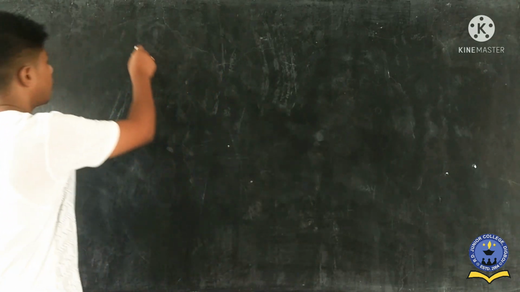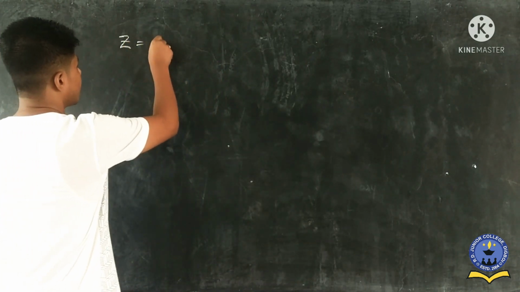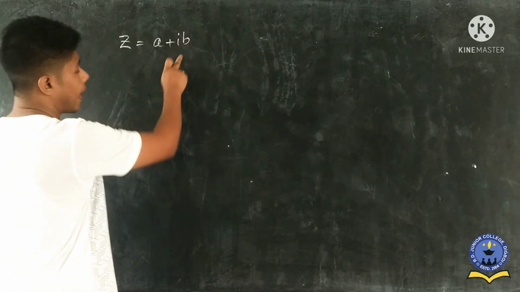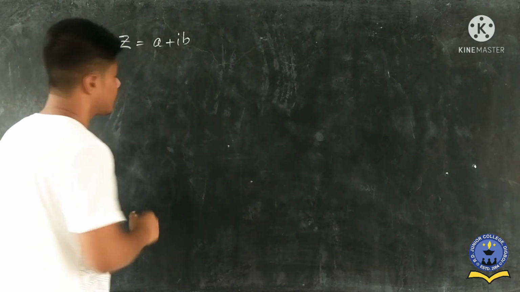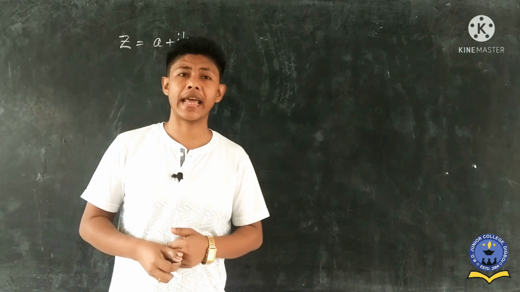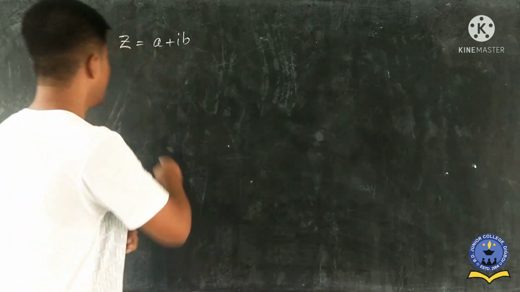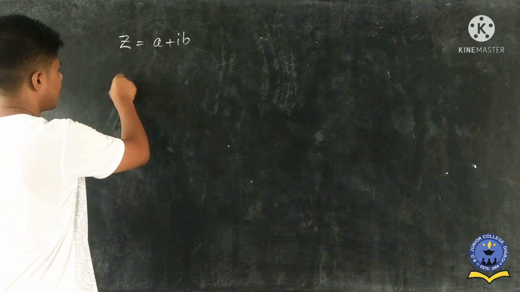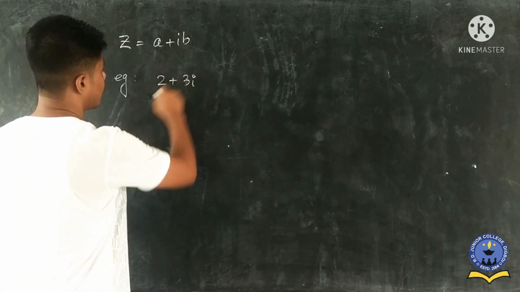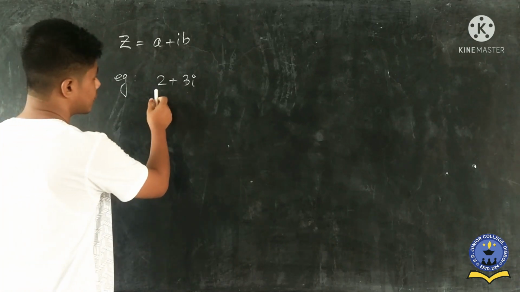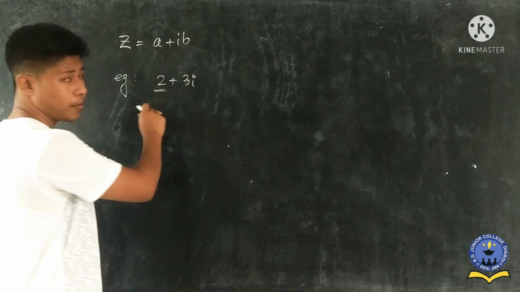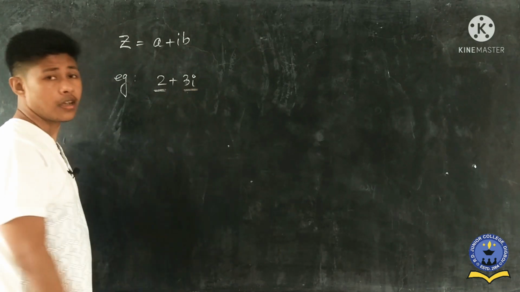So here we get the general form of a complex number, z equals a plus ib, isn't it? Here a is the real part and ib is the imaginary part. Any number in general form we can represent as a complex number. For example, suppose we write 2 plus 3i. Here 2 and 3 are real numbers, 2 is the real part, and 3i is the imaginary part.